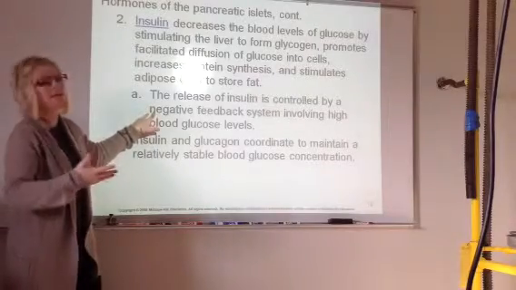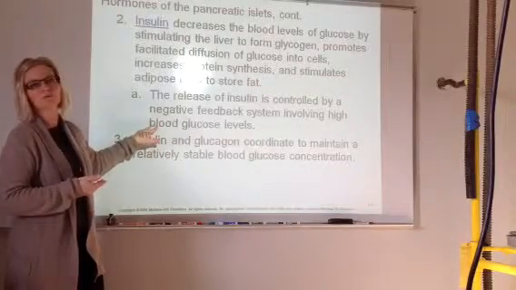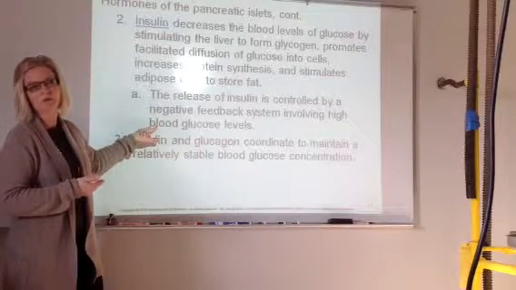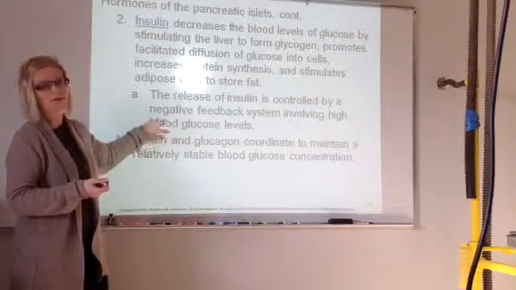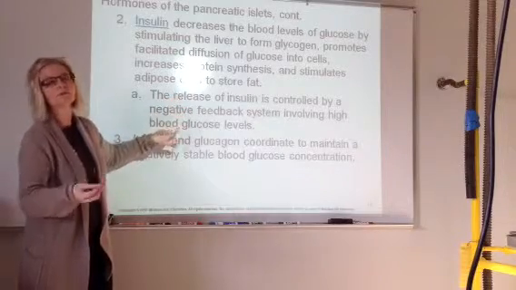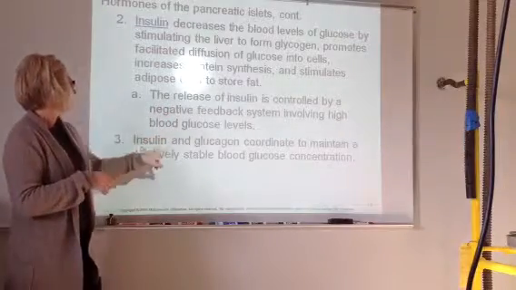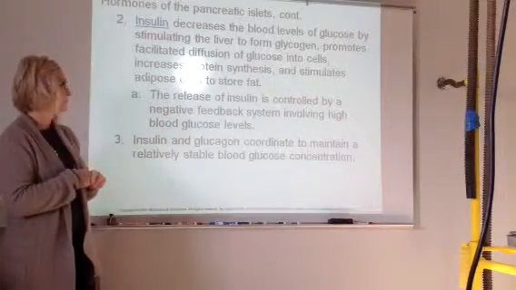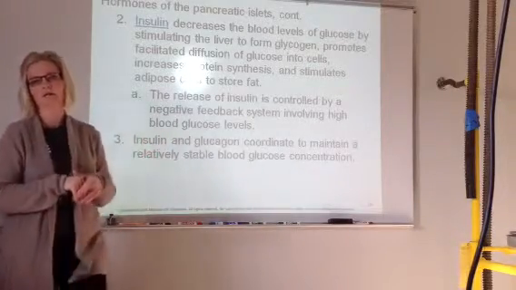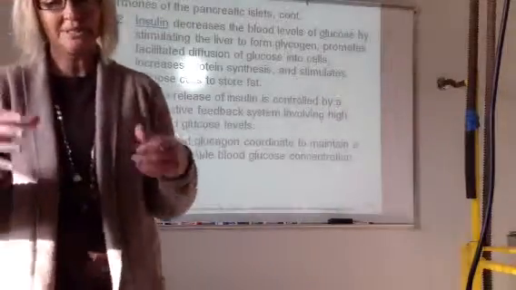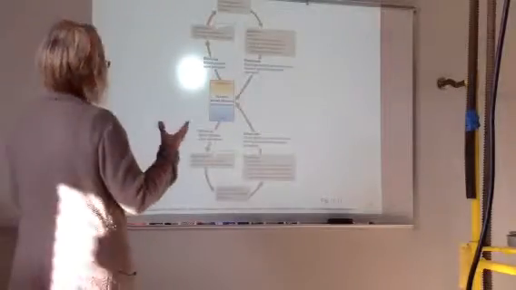Here again, same system. It's going to be controlled by the negative feedback system, and it's going to look at the amount of glucose in your blood. Too much glucose in your blood, insulin's produced. Too little glucose in your blood, glucagon is produced. So insulin and glucagon coordinate to keep your blood glucose at a normal range. So they work opposite of each other to keep the levels of your blood where they should be.